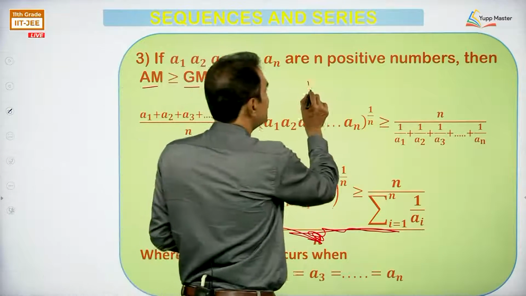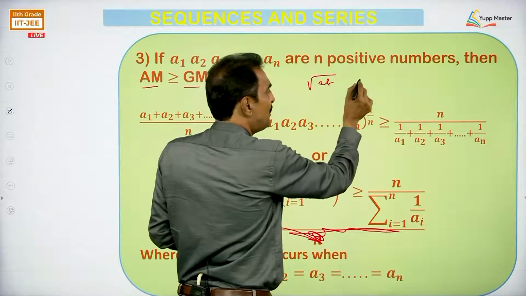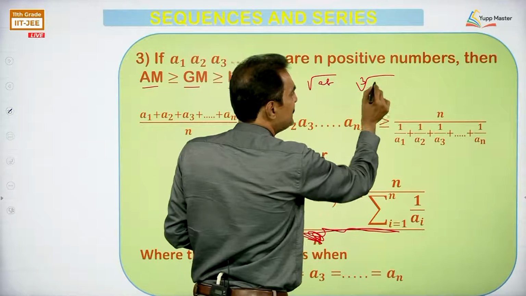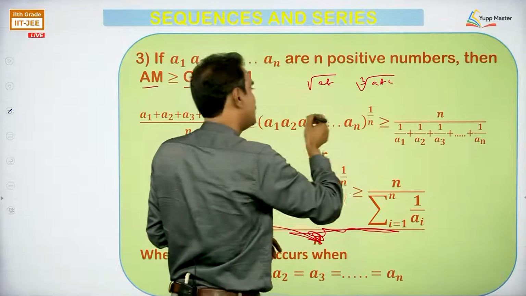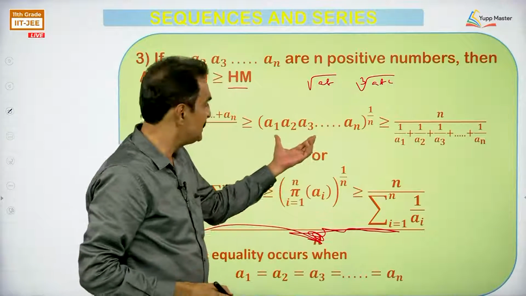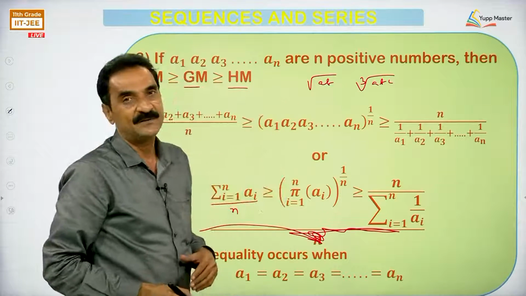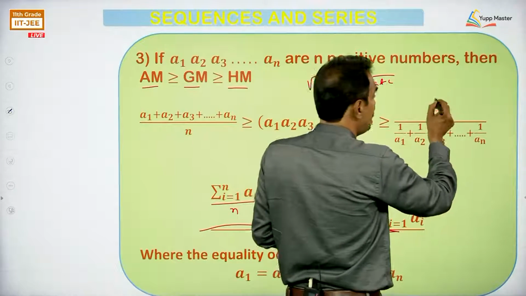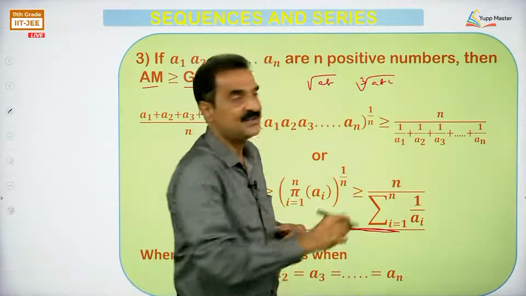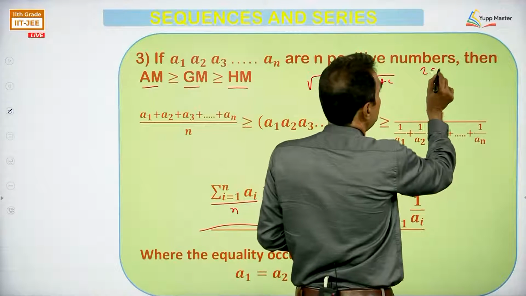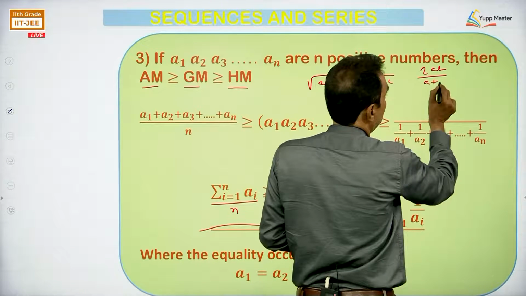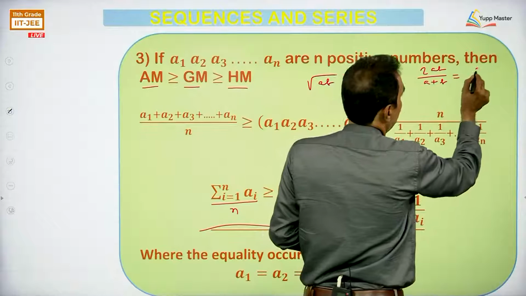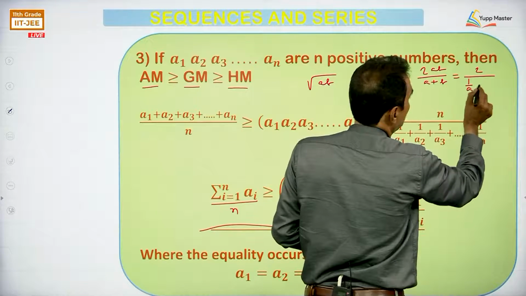Geometric mean of two numbers is the square root of the product. Geometric mean of three numbers A, B, C is the cube root of the product. Geometric mean of n numbers is the nth root of the product, where all numbers are positive. And harmonic mean of two numbers is 2AB by (A plus B). We can write it as 2 by (1 by A plus 1 by B).